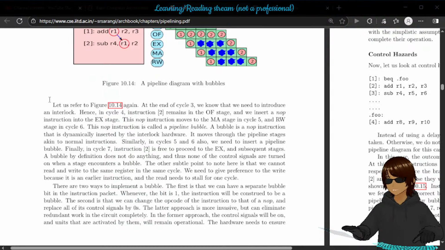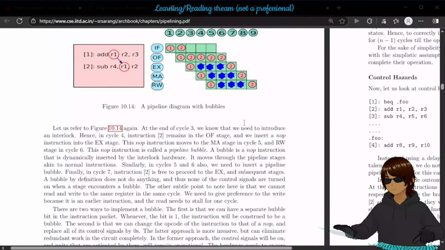Let us refer to figure 10.14 again. At the end of cycle 3, we know that we need to introduce an interlock. Hence, the cycle 4 instruction 2 remains in the OF stage, and we insert a NOP instruction to the execute stage. This NOP instruction moves to the MA stage in cycle 5, and the RW stage in cycle 6. This NOP instruction is called a pipeline bubble.